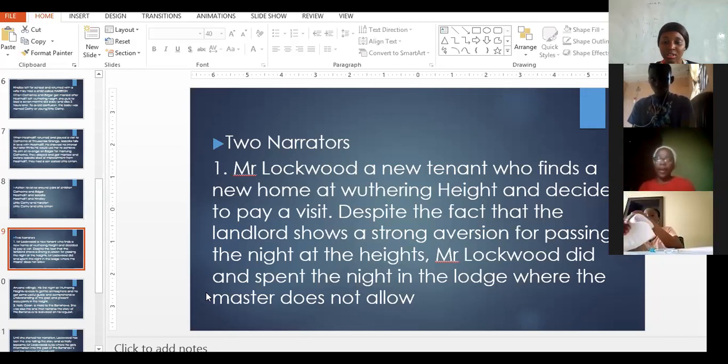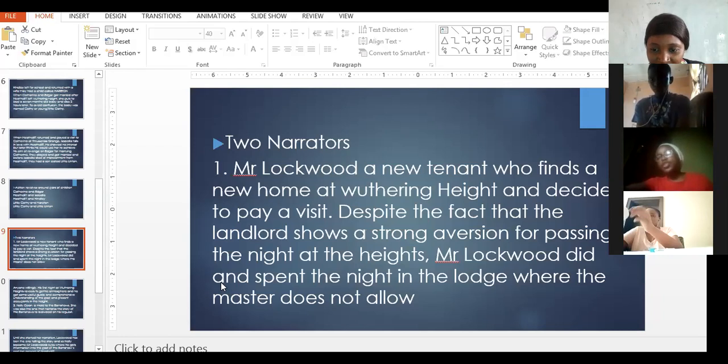Yes, who is answering me? Ma, I think Mr. Lockwood got his information based on what he read. Then Nellie Dean got her information based on what she heard.